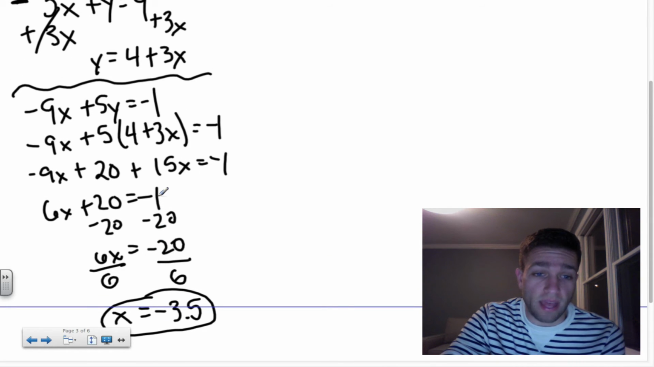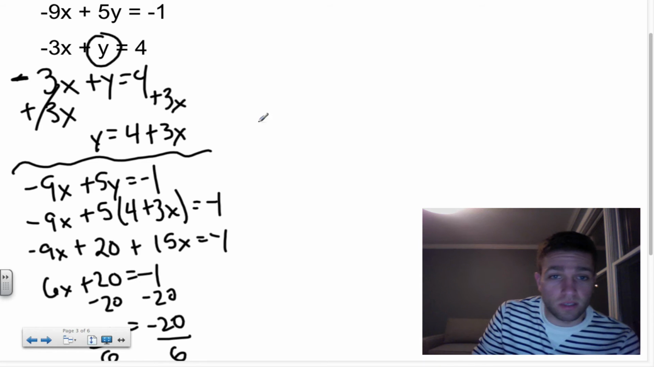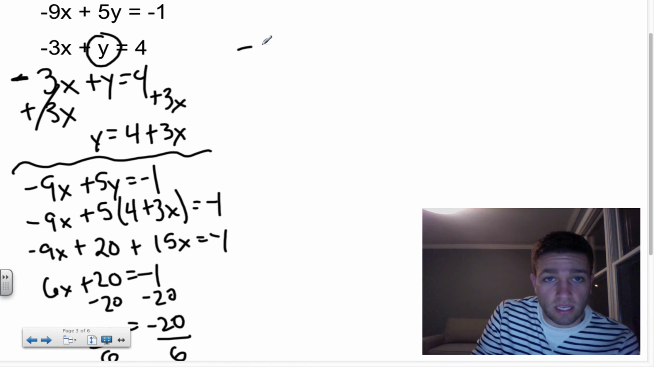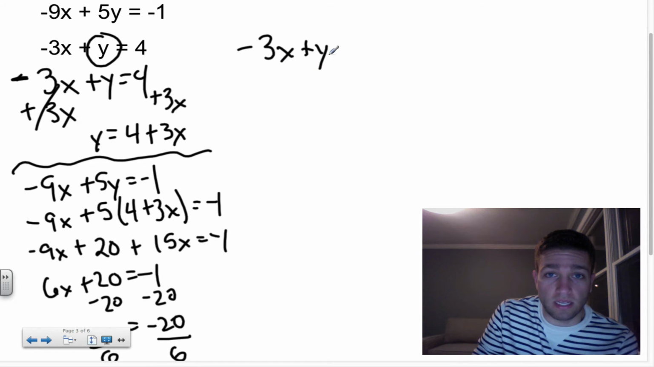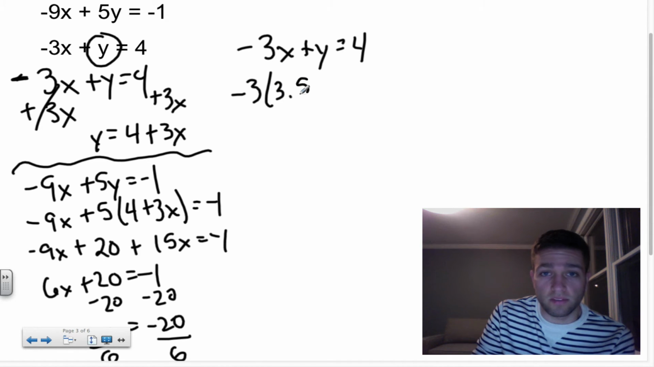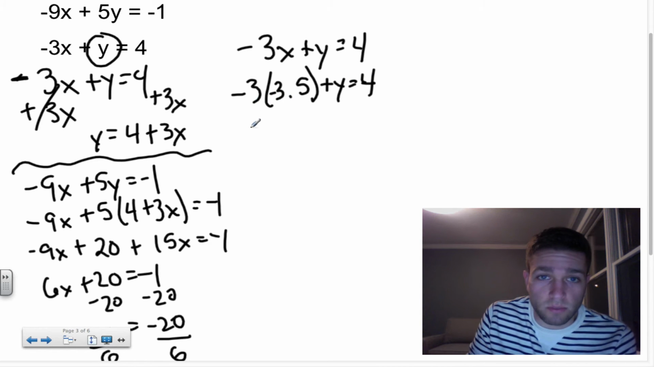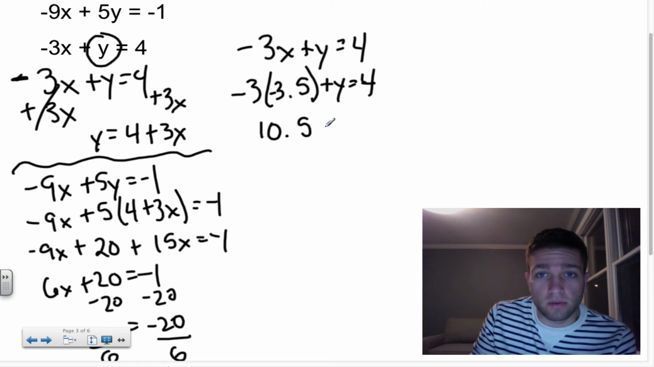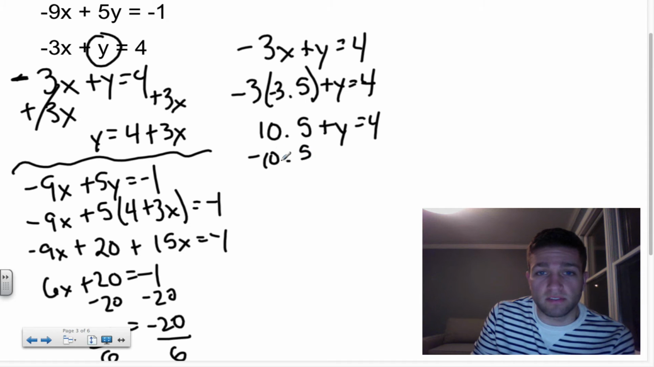Well, I can substitute x back into one of the equations. I'm just going to use this first one, so the second one, negative 3x plus y equals 4. We know what x equals, we just solved for it, so x equals negative 3.5. It's negative, plus y equals 4. So negative 3 times negative 3.5 is 10.5 plus y equals 4. Subtract 10.5 from both sides, and you're going to get y equals negative 6.5.